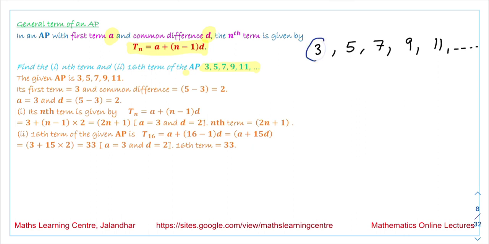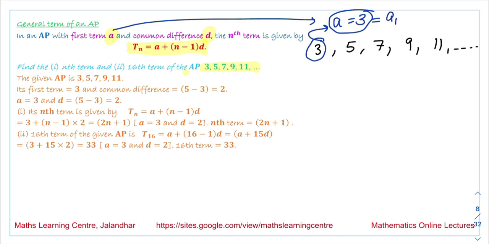From this it is clear that this is the first term, that is the value of A, which is equal to 3. A is the first term, so you can also write it as A1. In general the first term we write as A. So the value of A is 3. We want to write the nth term, so this n will remain as it is. Now we want to calculate the value of D, that is the common difference. Now we take any two consecutive values from this.